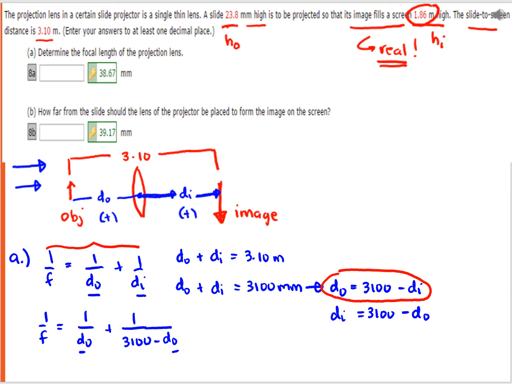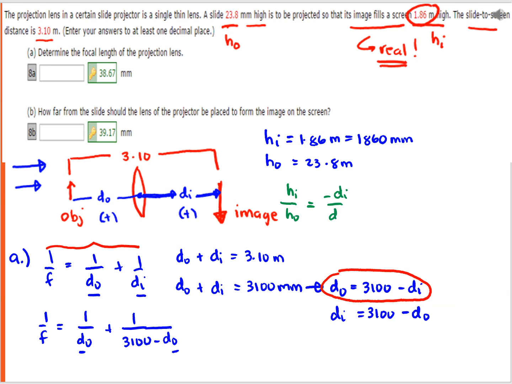Alright, we still don't have our DO, but we can actually solve for it because we are given that the height of the image is equal to 1.86 meters, which is just equal to 1,860 millimeters. And we also have the height of the object, which is 23.8 millimeters. Now we are going to use the magnification equation, which is HI over HO is equal to negative DI over DO.